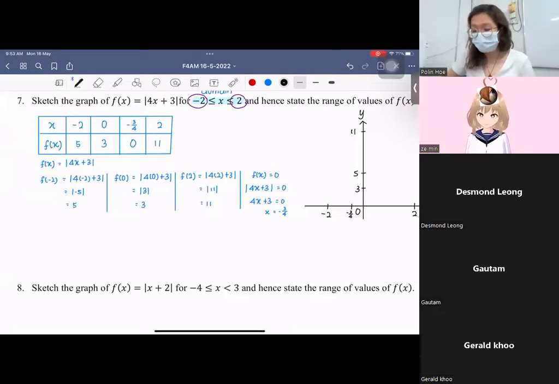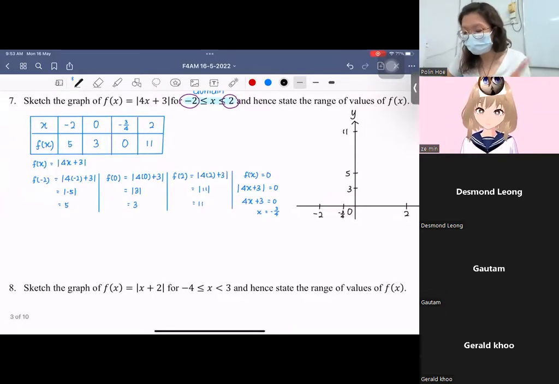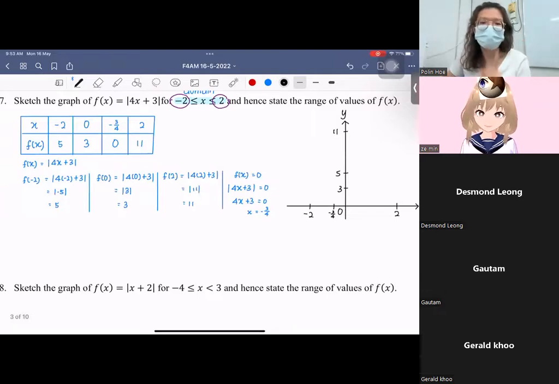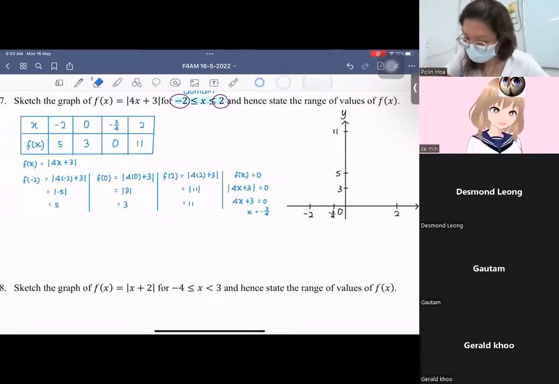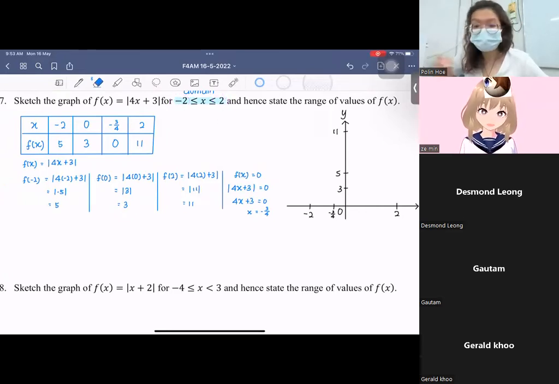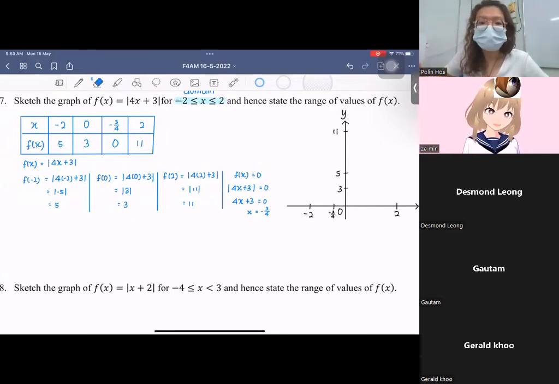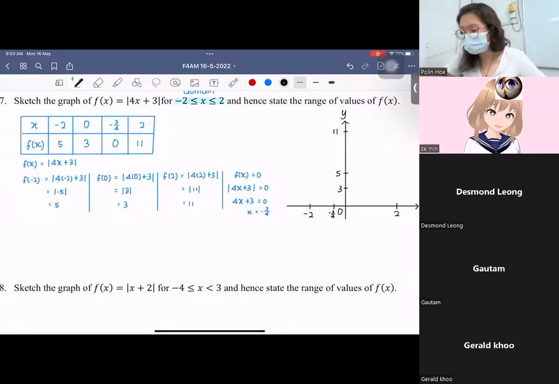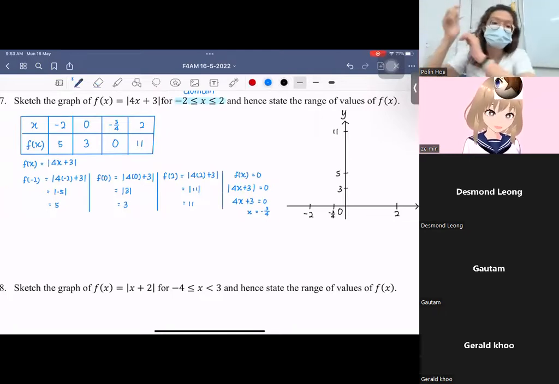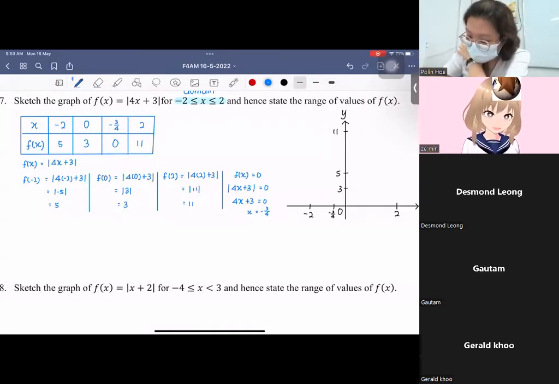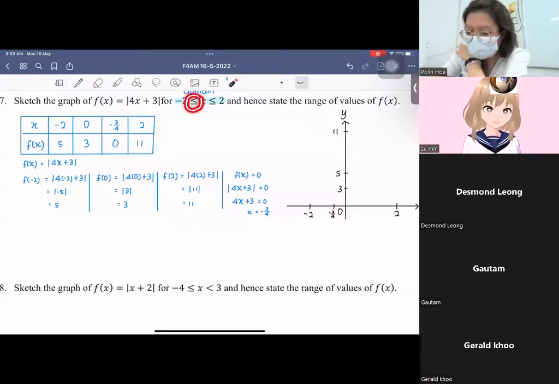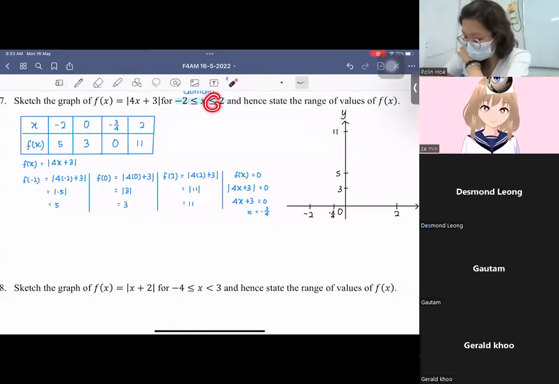Now, for the sketching of graphs, I prepared two questions for you, question 7 and question 8. Can anyone tell me what is the difference between question 7 and question 8, except the function and the domain? Yes, the symbol. This is smaller than or equal to, but I have only smaller than. This one has no equal to.